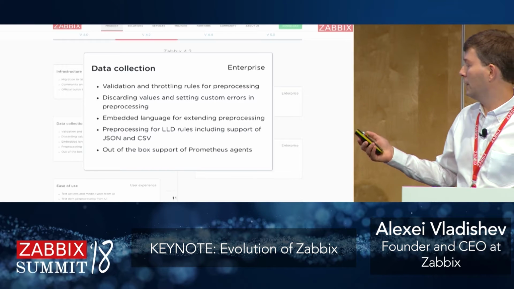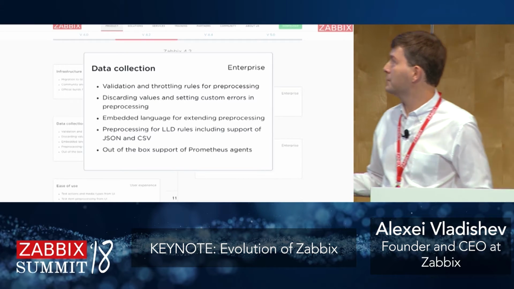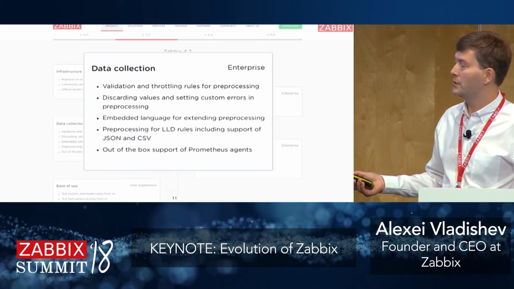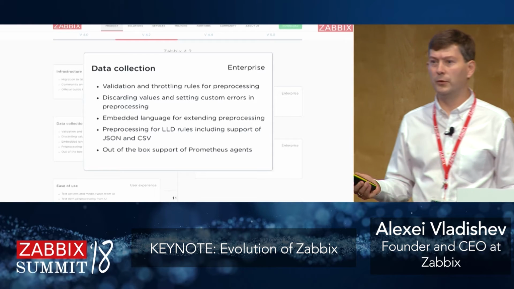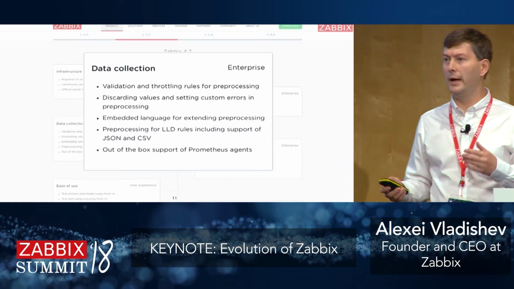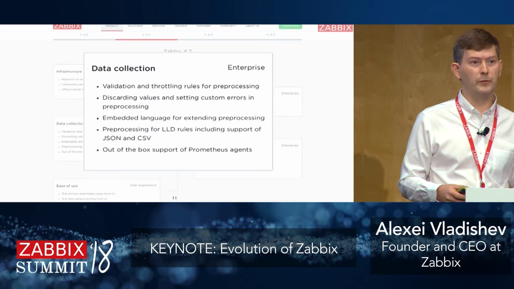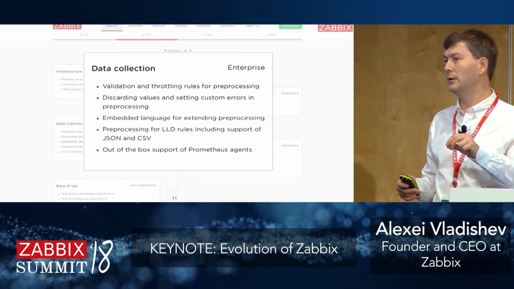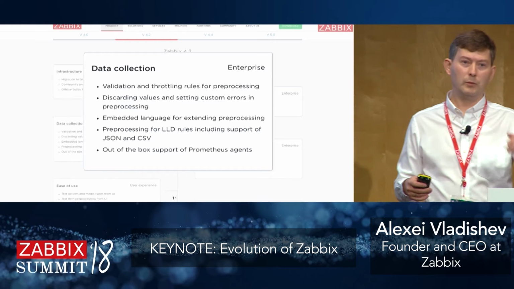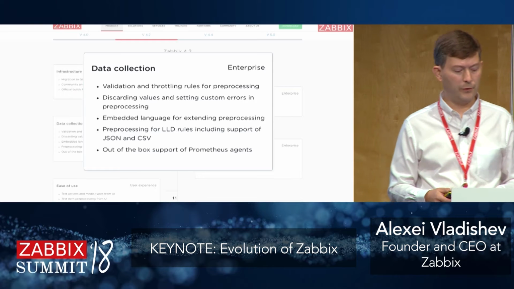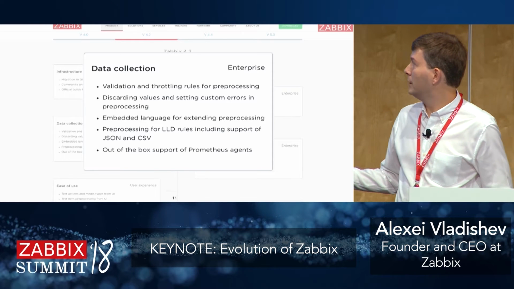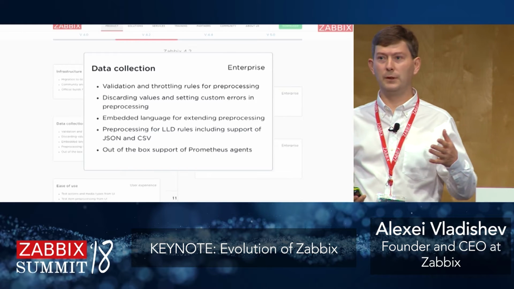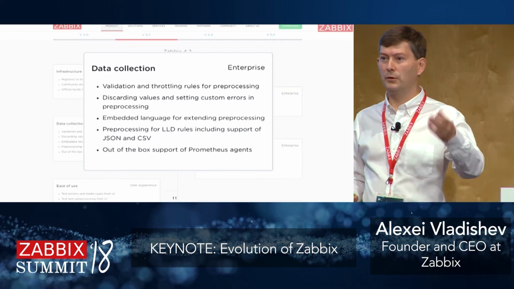There are many different things like validation, throttling rules for preprocessing, discarding values, setting custom errors in preprocessing, and an embedded language for extended preprocessing, which is really nice. It's basically about support of Lua or embedded Python, so you can write your own preprocessing rules if the functionality provided by the built-in preprocessing is not sufficient for you. Preprocessing for LLD, including support of JSON or CSV. As you probably know, LLD right now expects JSON in a certain format.